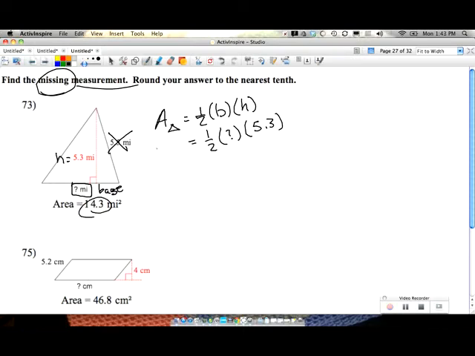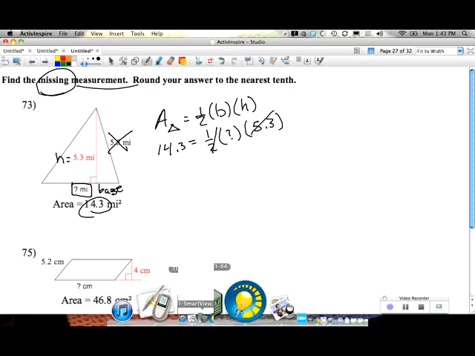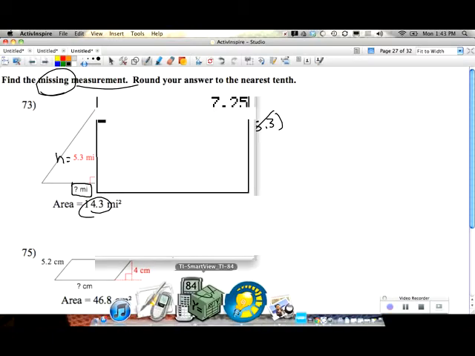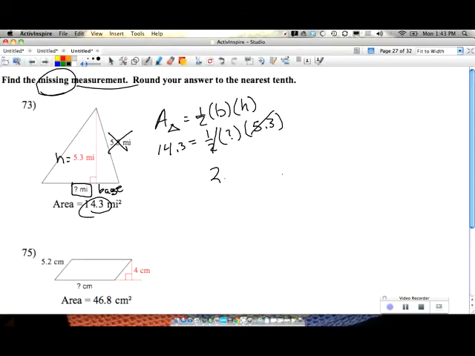All right, well, let's work our way through this. Let's first simplify half of 5.3. If I go to my calculator, that's going to give me 5.3 divided by 2, 2.65. So 2.65 times the question mark, times that height, is equal to 14.3. Well, to figure out the question mark, now I've got to simplify this 2.65. So I'm going to simplify that on both sides, 2.65.